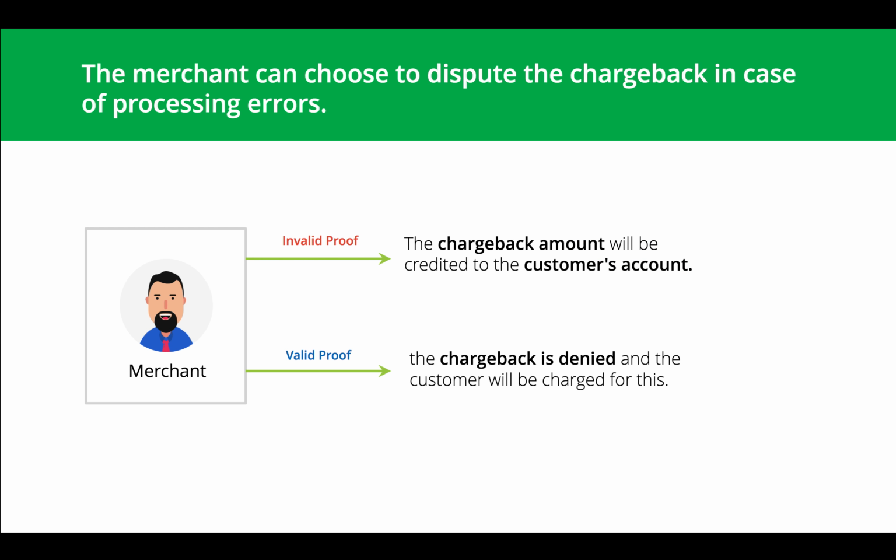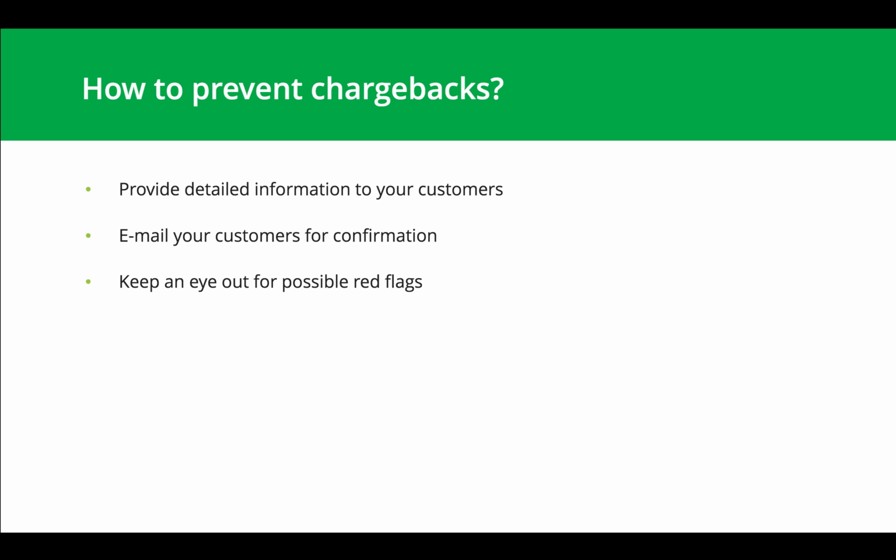The merchant can choose to dispute the chargeback in case of processing errors, and they will need to present proof to aid their case. If the proof is deemed unsatisfactory, the chargeback amount will be credited to the customer's account. If the proof is deemed valid and satisfactory, the chargeback is denied and the customer will be charged for the processing fee. The chargeback process is tedious and is likely to last for weeks. This is why it's advisable to prevent chargebacks in the first place.